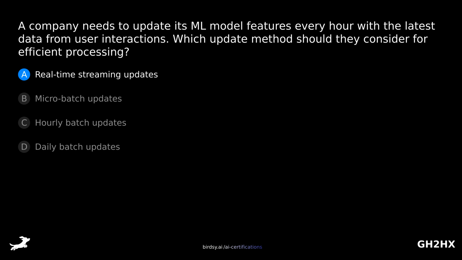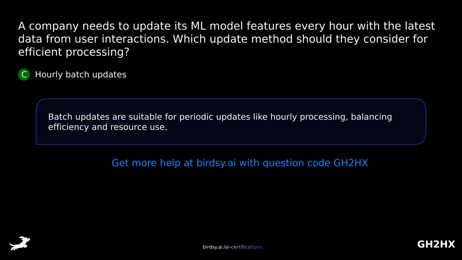Is it A, real-time streaming updates? B, micro-batch updates? C, hourly batch updates? Or D, daily batch updates? The answer is C, hourly batch updates. Batch updates are suitable for periodic updates like hourly processing, balancing efficiency and resource use.